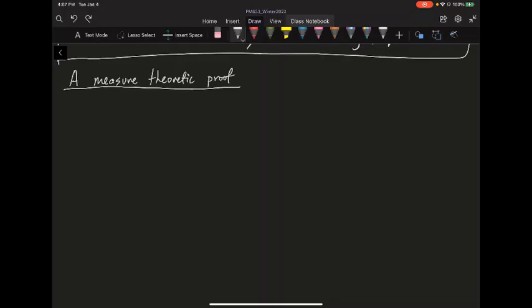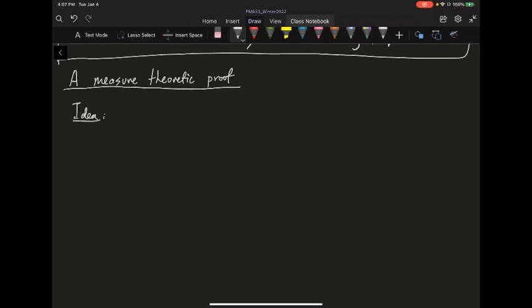So now let's proceed to this measure theoretical proof of the existence and uniqueness of Haar measure. Let me start by giving a rough idea of how we construct such a left invariant measure. So first of all, the idea is the following.